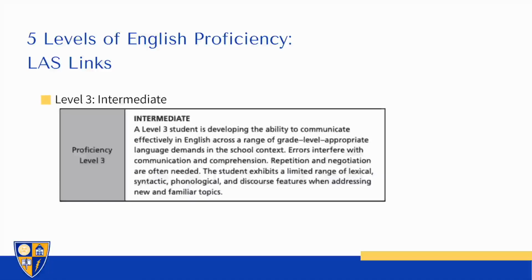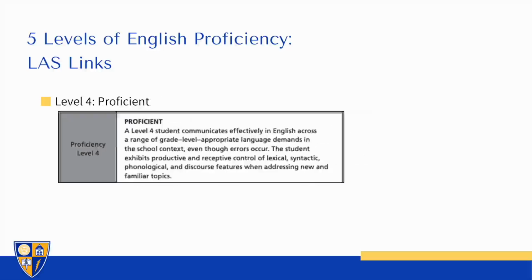Proficiency level 3, intermediate, well, now we're getting places, okay? So they can communicate across a range of the grade level appropriate language demands. Yes, they have errors that will interfere with communication and comprehension. Repetition and negotiation, in other words, you're saying something and then you say it again but a little bit different. Okay, that's going to help out.